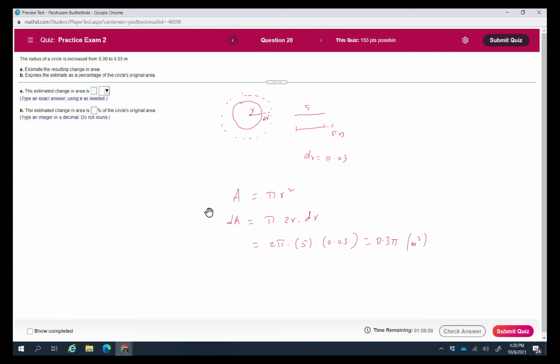And based on this change in area, we would like to find the percentage change in area. That can be done by dividing the change by the actual area, which is 0.3 pi over 25 pi, which we can calculate using this formula. The area is pi r squared, so when the radius is 5, the area would be 25 pi. So 25 pi is the original area of this circle. And since this is the change in area, the net change is 1.2%. Okay, so that's the last question.